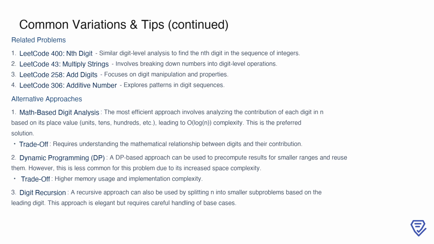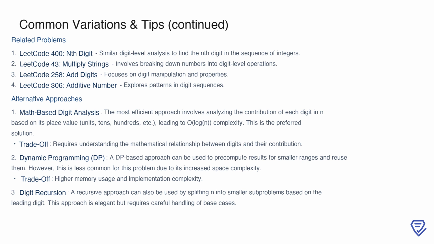This problem also shares similarities with other digit-based problems, so exploring related problems can deepen your understanding. For instance, LeetCode 400, which involves finding the nth digit in a sequence of integers, requires similar digit-level analysis. LeetCode 43, multiply strings, involves breaking down numbers into digit-level operations, while LeetCode 258, add digits, and LeetCode 306, additive number, also focus on digit manipulation and identifying patterns.